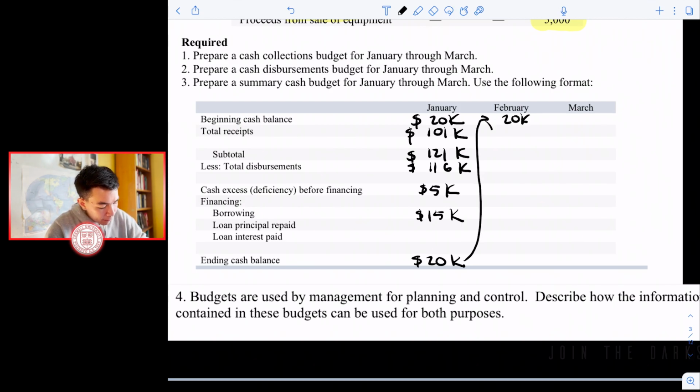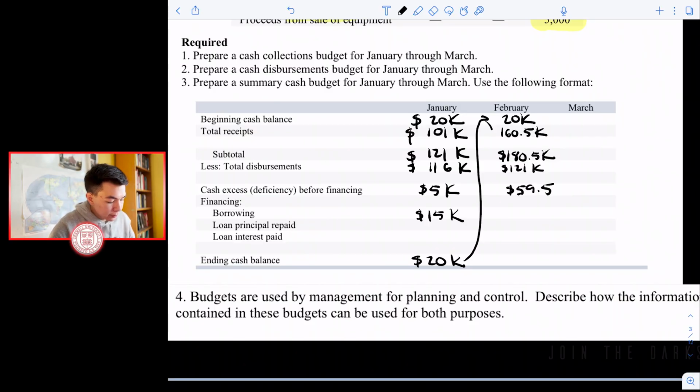So now we pull this number over here. So we get 20K, and our cash collections for February was 160,000.5, and our subtotal is going to be 180,000.5, and we spent 121,000. So we do that, 180.5 minus 121, and I get a cash excess of 59,000. So now that we have more money than the required amount, we can actually repay that loan. So that loan is, remember, $15,000.